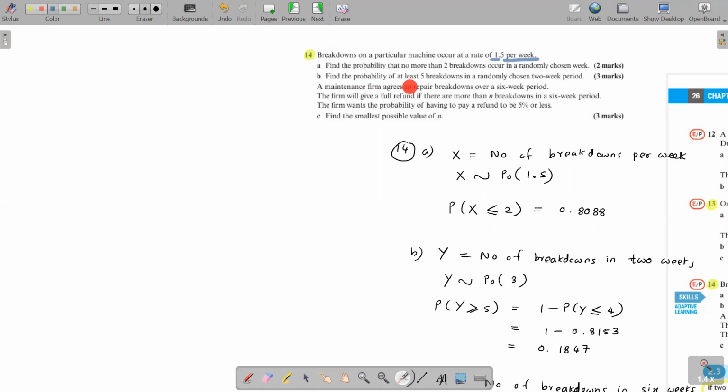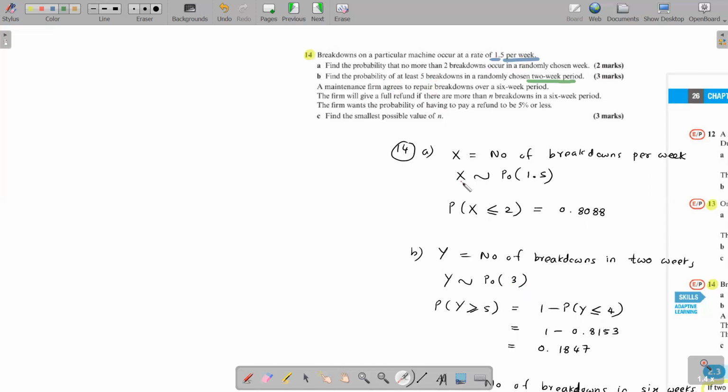Find the probability of at least 5 breakdowns in a randomly chosen 2-week period. So what does a 2-week period mean? You're changing the length of your interval. I told you, if you're changing the length of the interval, change the variable, change the interval, and write the new Poisson distribution. So Y is my new variable, which represents the number of breakdowns in 2 weeks. So Y follows the Poisson distribution with 1.5 times 2, right? Because 1.5 per week, 2 weeks means 1.5 times 2. That's 3.